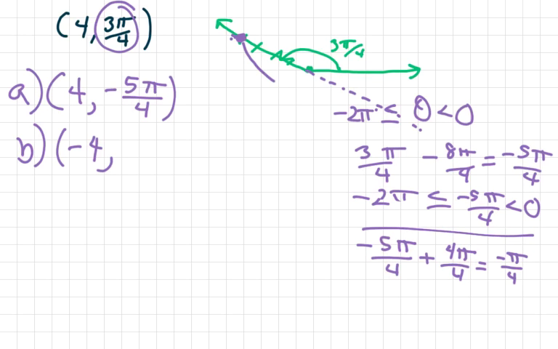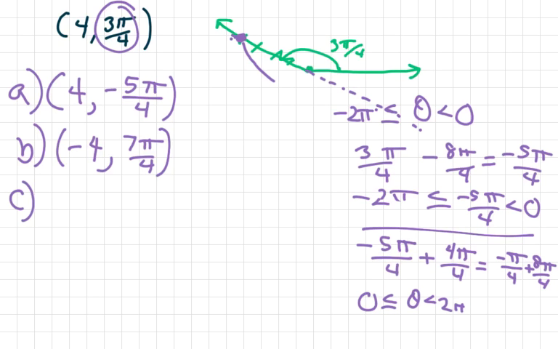So in this case, we're going to have to add, because we want our angle to be in between 0 and 2 pi, and it's not. So I'm going to add another 2 pi, which is 8 pi over 4. And that gives me 7 pi over 4. So you have to keep remembering what your domain is.